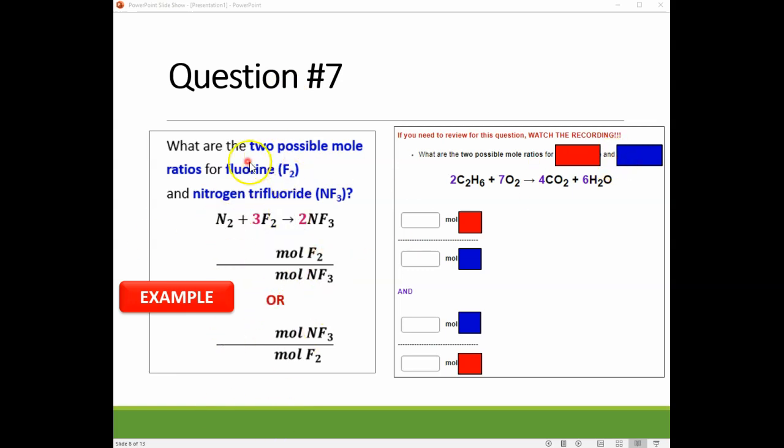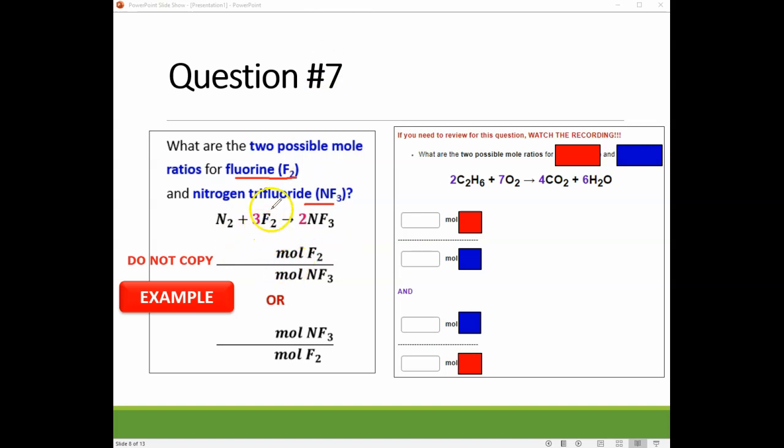So here's an example. What are the 2 possible mole ratios for fluorine and nitrogen trifluoride? Again, make sure that you do not copy my example because it's just an example. So let me write that here. Do not copy. Okay, so let's take a look at this example. We want to look at the mole ratio of fluorine, F2, and nitrogen trifluoride, NF3. And we need to look at their coefficients, the big numbers in front. That will give us the moles in the balanced chemical equation.